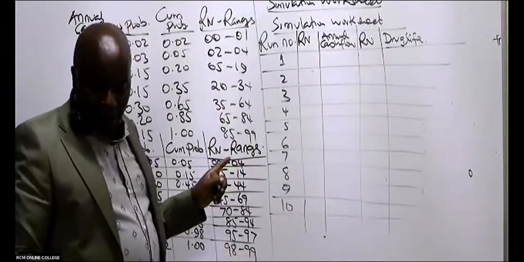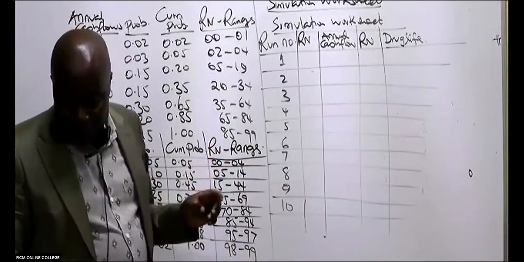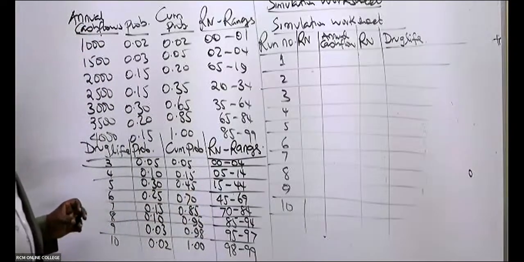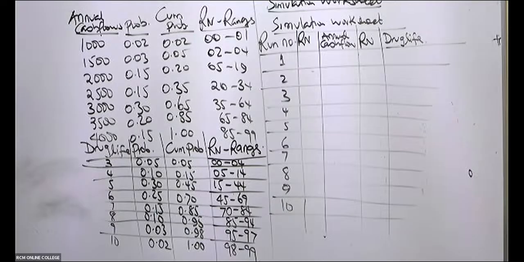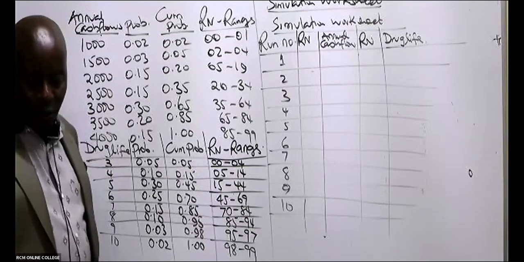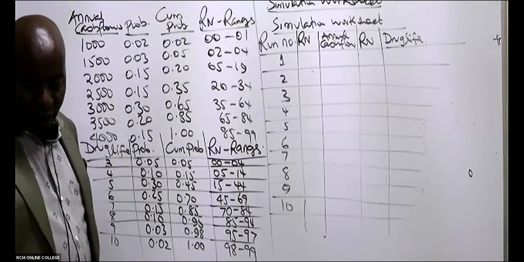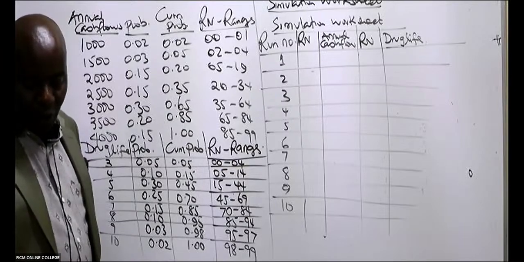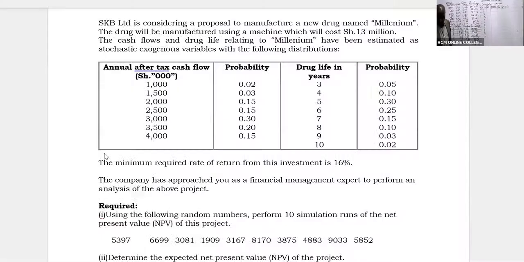Remember, this Rn stands for random number. And random numbers will be given to you by the examiner. If you look at the question that we are doing here, you can see that they have given me random numbers. In the required, they've told me, using the following random numbers. So the random numbers have been given.